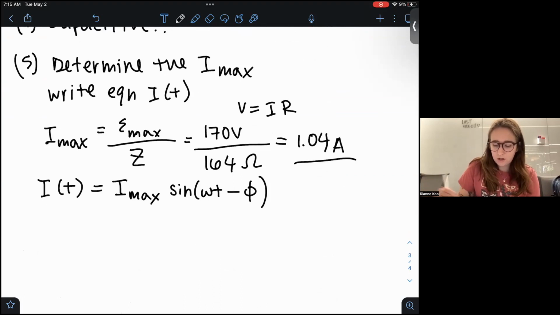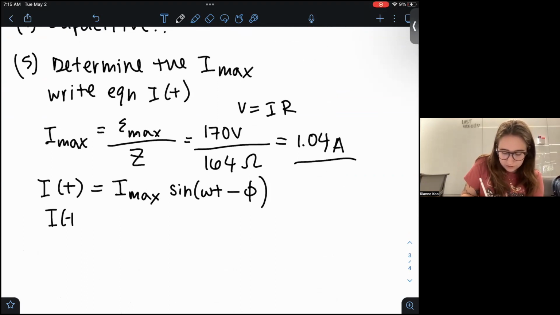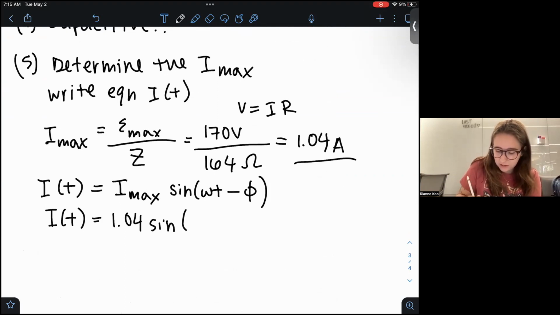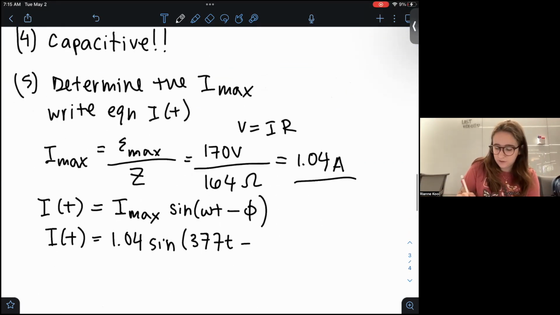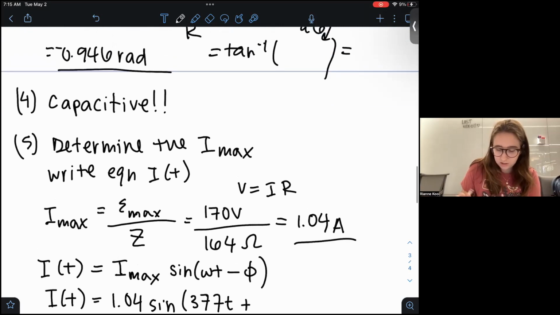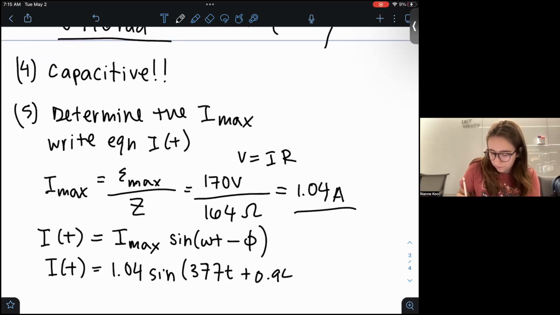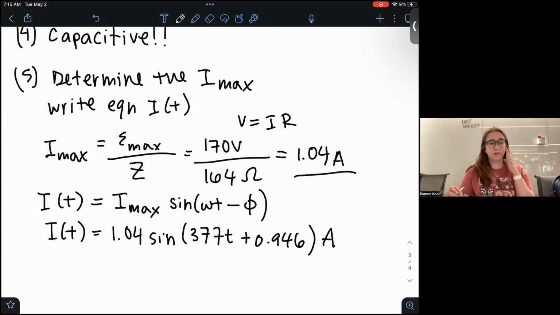Okay, so we know what our I max is, so we can just put in our values. So I of T is equal to 1.04 sine. Our omega is 377, or we could just leave it as omega. Minus a negative 0.946 gives us a positive 0.946 amps. So that is our equation for our current.